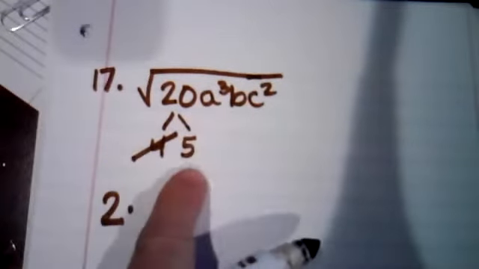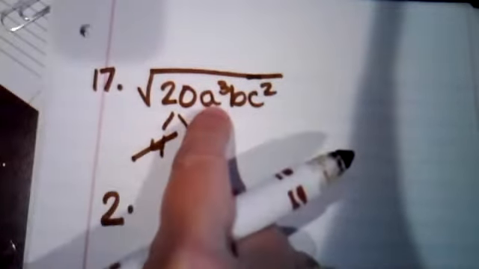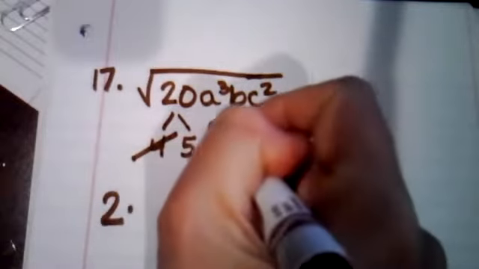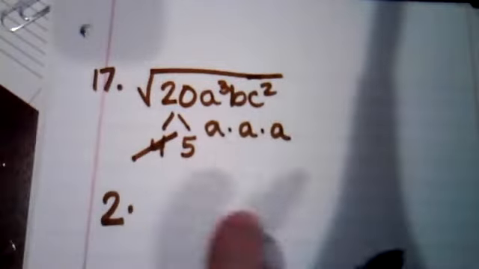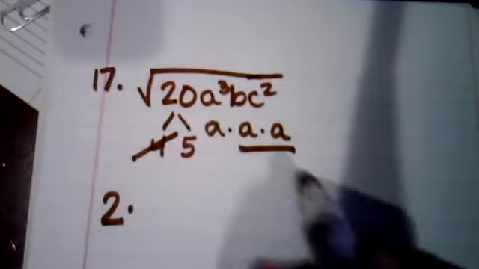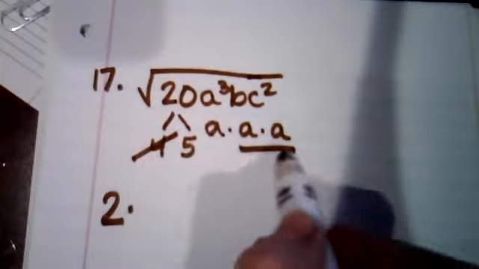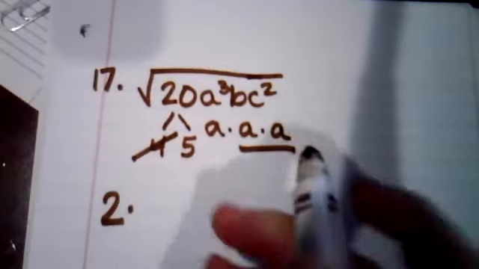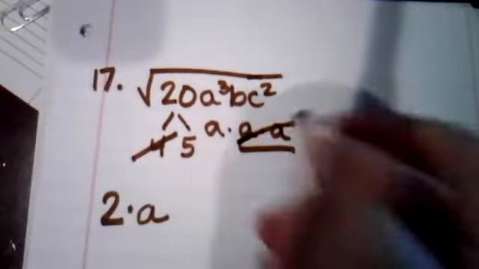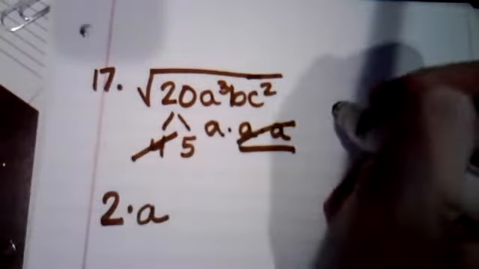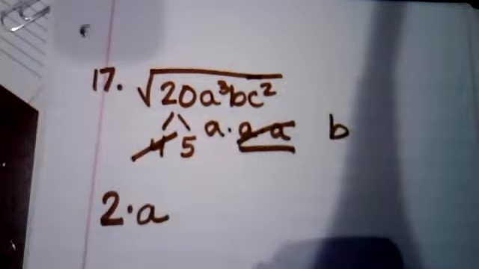Okay, also don't forget that 5 is still in there. So a cubed, it looks like this, a cubed, right? So we have 2 a's. When we pull out this section right here, we're going to pull out only 1 a. So we're going to cross through those. There's not a group of 2 b's, so b would stay as it is.